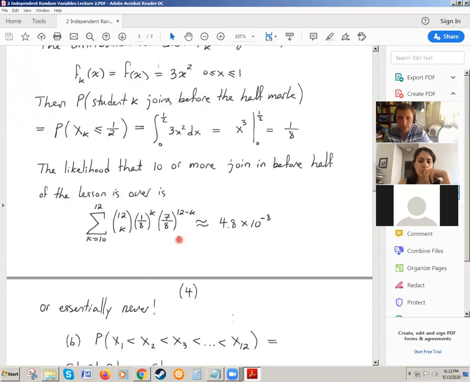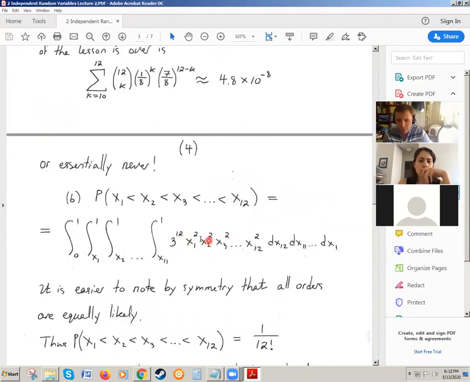Right. So by symmetry, integration would have been rather complicated, right? We can set up an integral containing 12 integration signs, but that will be a very complicated way to do it. By symmetry, you can see that each of them is essentially the same individual and acts independently.